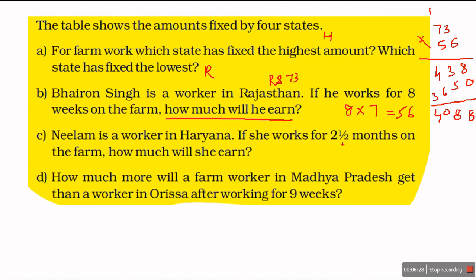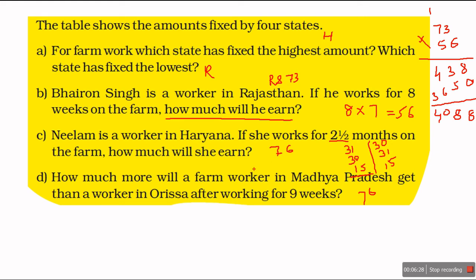Neelam is a worker in Haryana. She works for 2.5 months. 2.5 months means 31 days for a month. The next month will be 30 and half a month is 15 days. Okay. Or if I start with the month of 30 days, 30 for a month, next 31 and half, 15. So the days will be the same whether I start from a month which is 31 days or a month with 30 days. Okay. So what is the number of days? 5 and 1, 6. 3, 3, 6 and 1, 7. So 76 days. Neelam worked for 76 days.